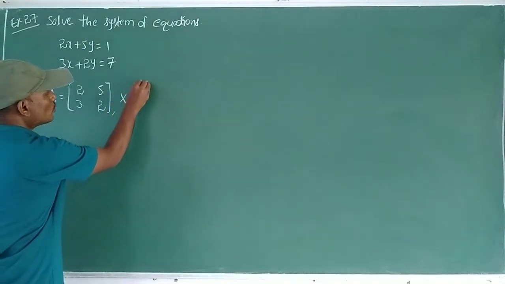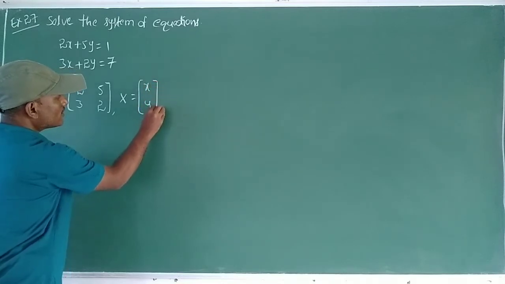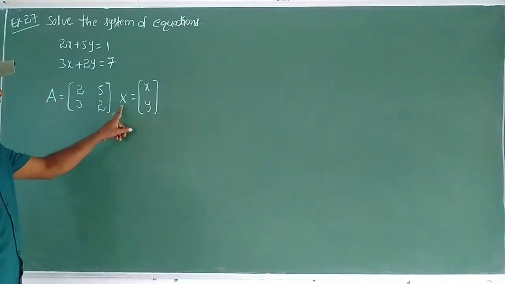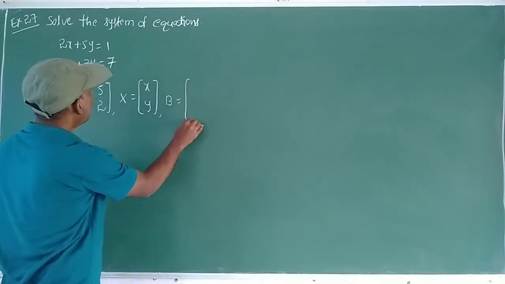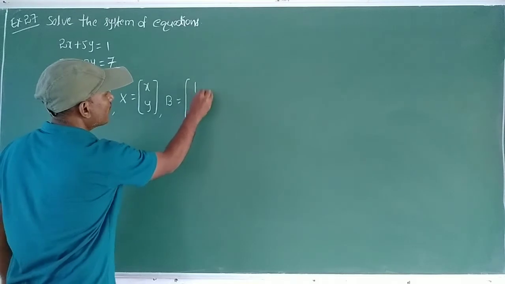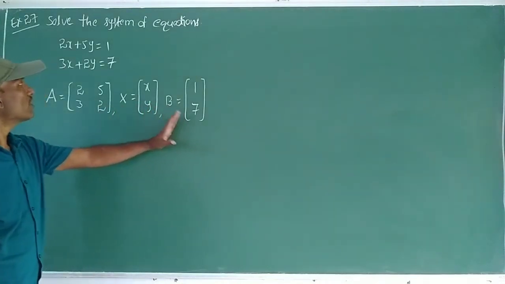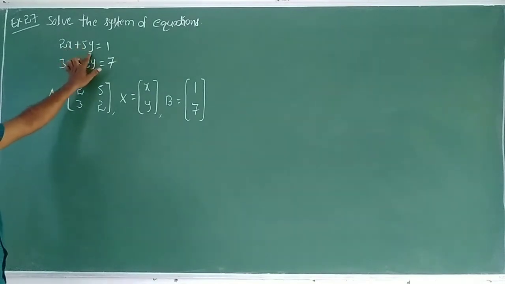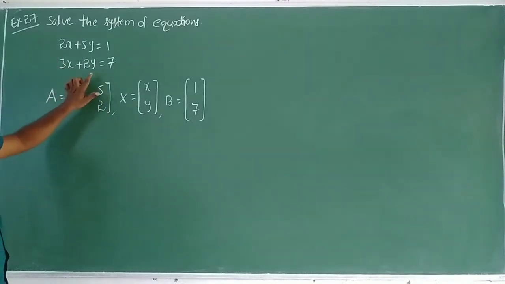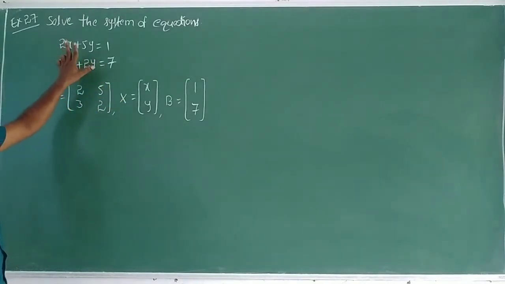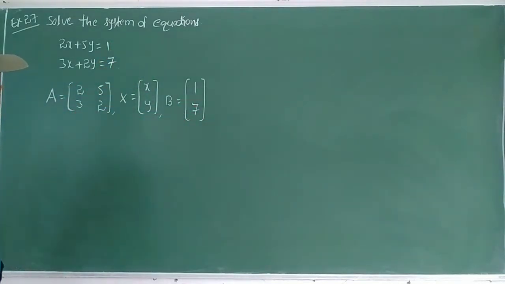Next, capital X equal to the variables, small x and small y. This is the column matrix. Capital X equal to small x, small y. Next, capital B equal to the constants, 1, 7. Okay, this is capital A, this is capital X, capital B, from the equations. 2x plus 5y: x coefficient 2, y coefficient 5; second equation, x coefficient 3, y coefficient 2. Capital X has only two variables, small x and small y. Capital B equal to 1, 7, the constants. First, det A.